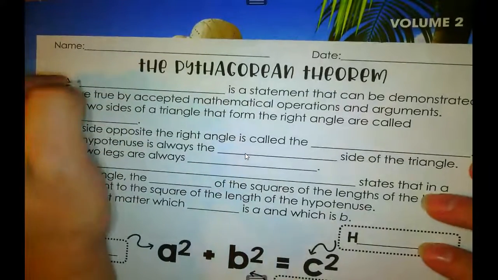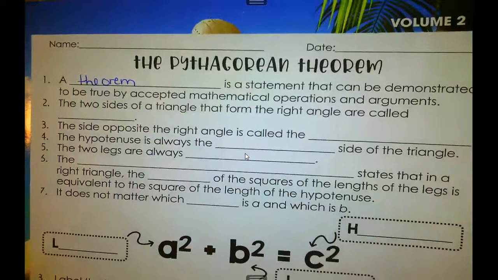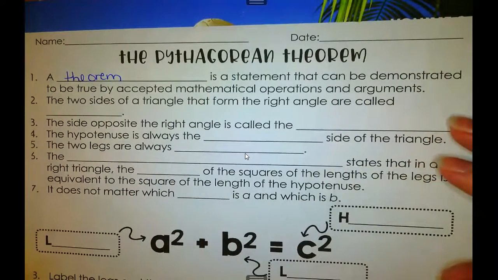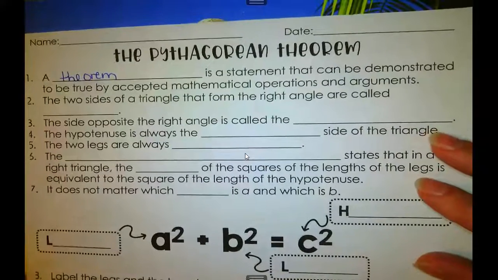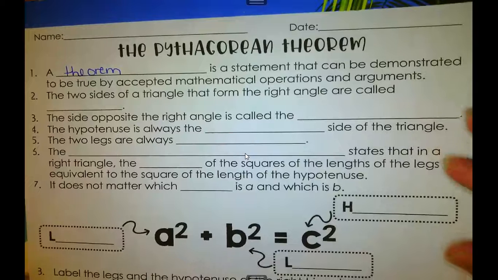So first line, a theorem is a very fancy word. It basically means a statement that you can show to be true through math. So for the Pythagorean theorem, the statement that we are making is a squared plus b squared equals c squared, and then we can show that through math. This relates to triangles. It relates to finding the missing side of a triangle. So when it comes to the Pythagorean theorem, just think triangles.